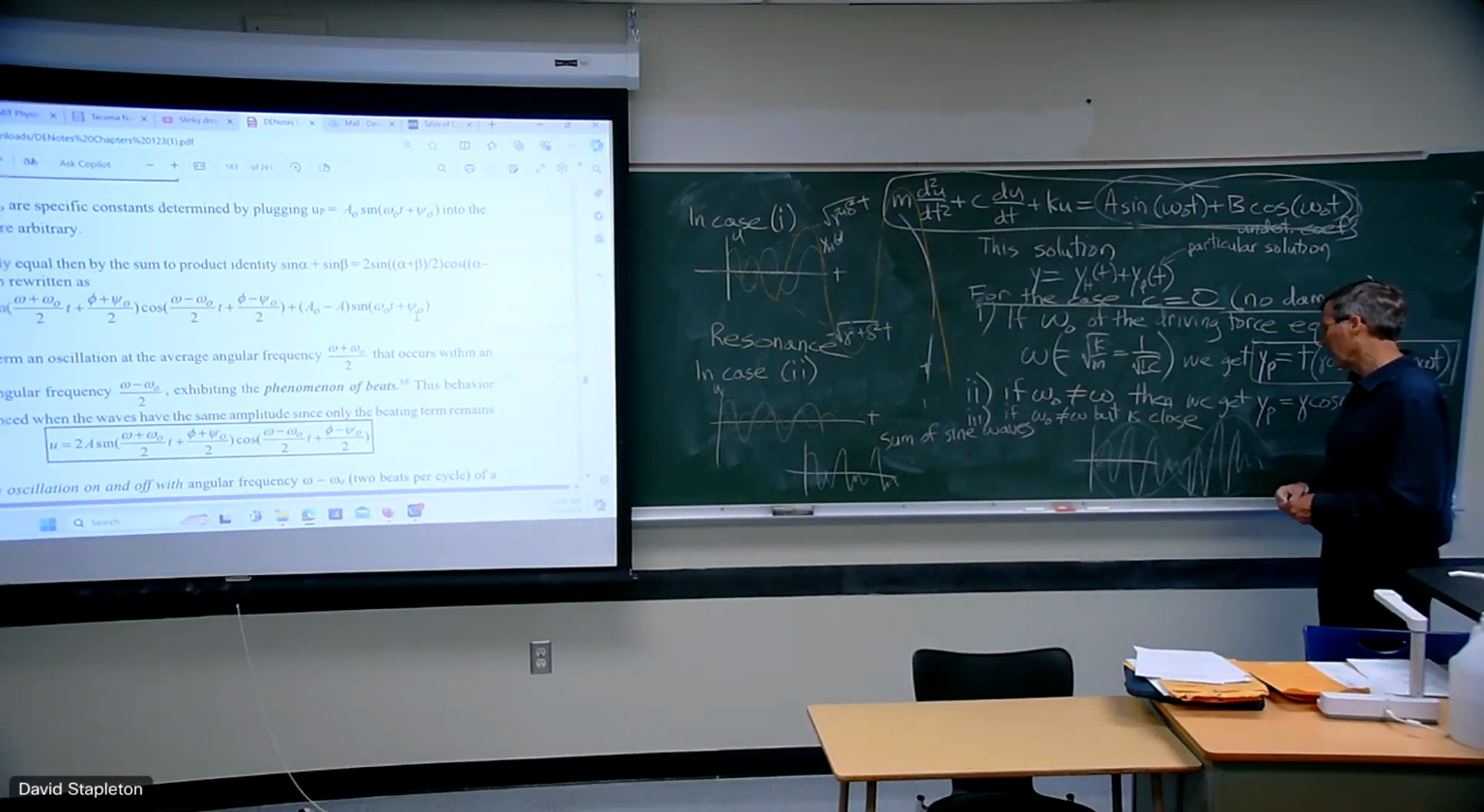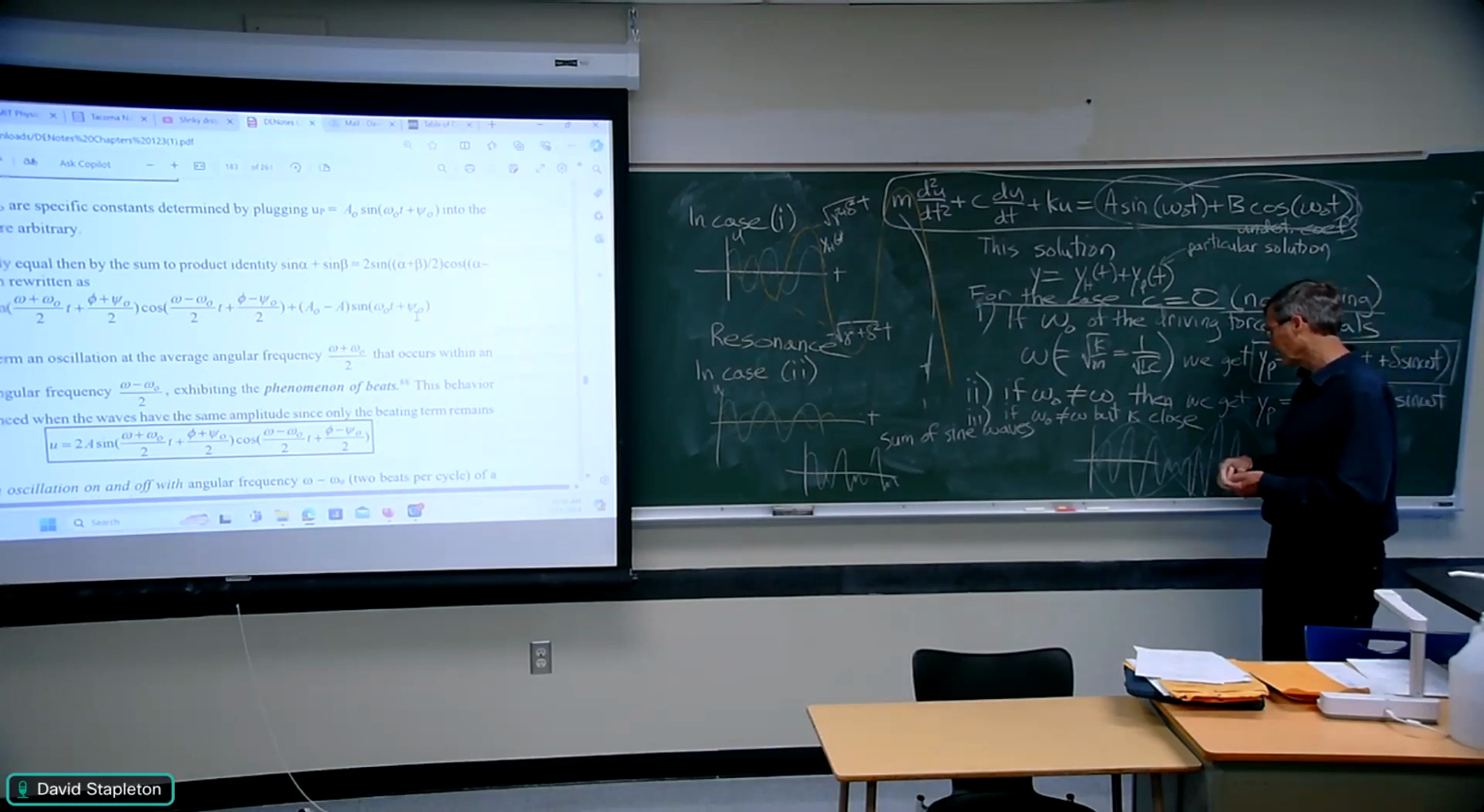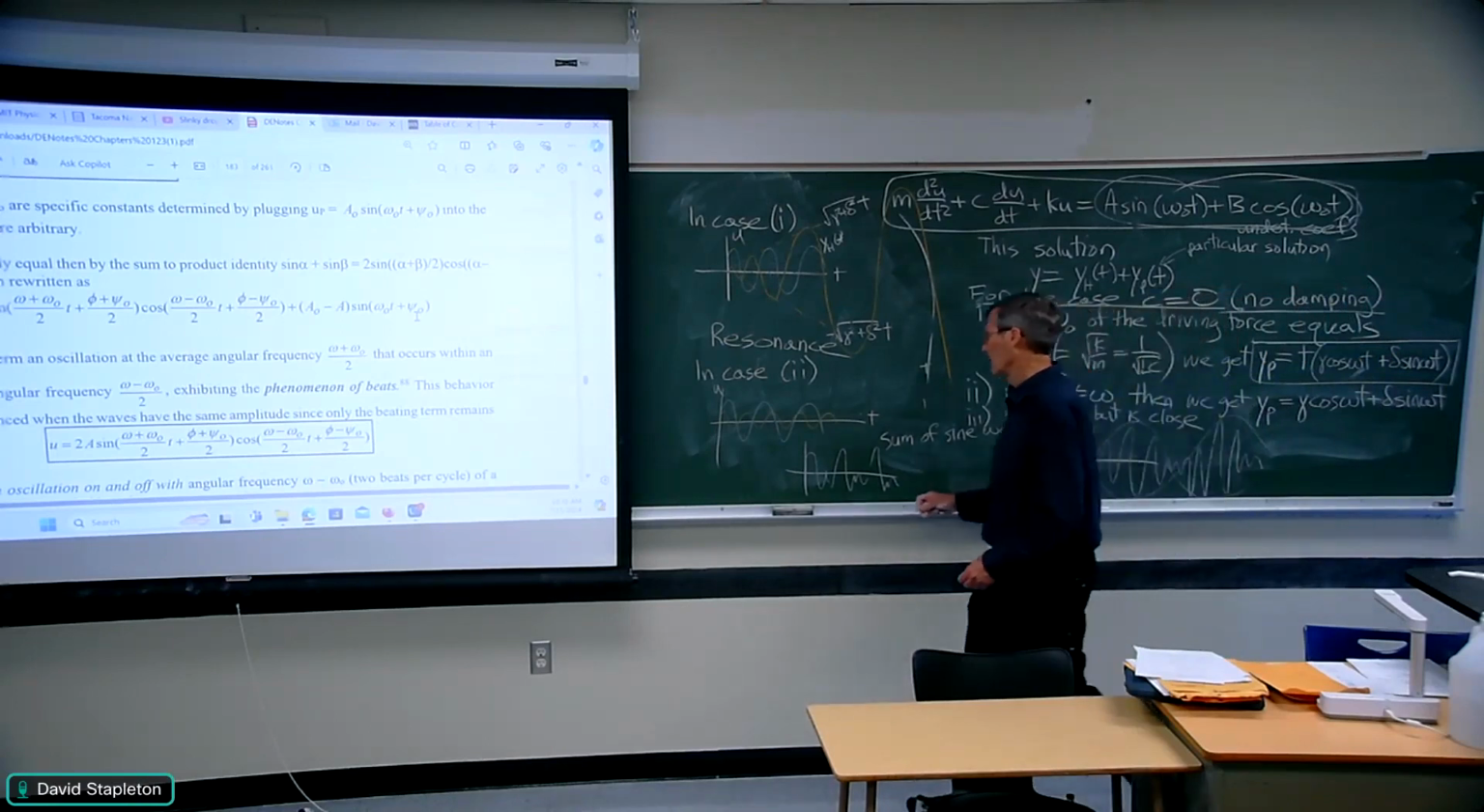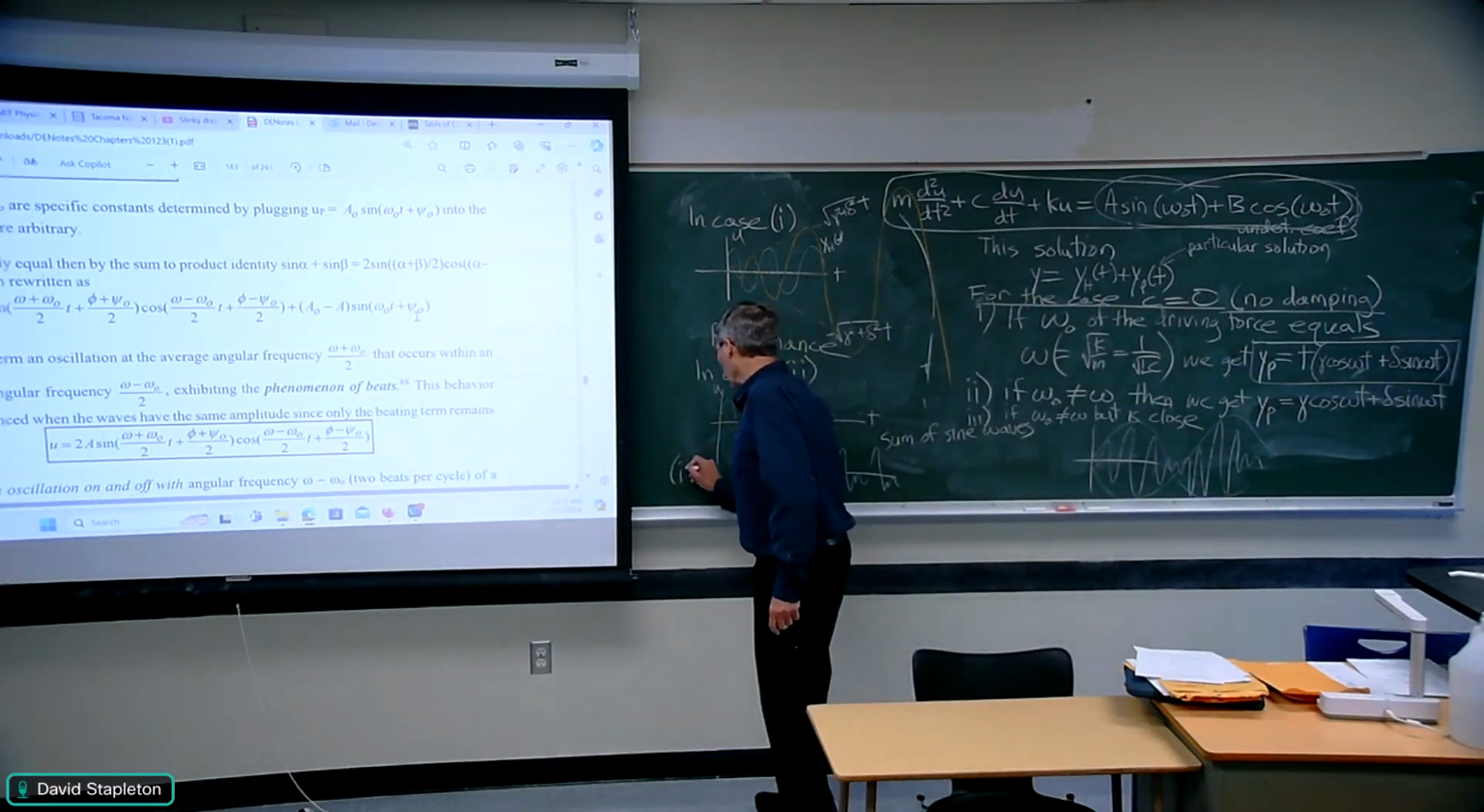And you get this interesting sound. The sum of the sine waves has an average frequency that you hear, but because the amplitude goes up and down in a wave, you hear the frequency go on and off. It's called the phenomenon of beats. So in case three, you can hear beats.